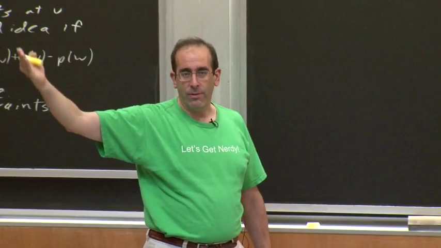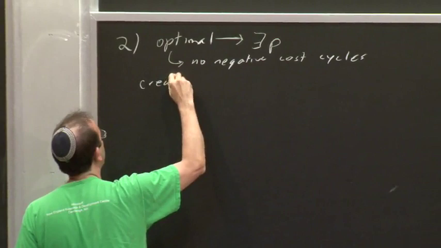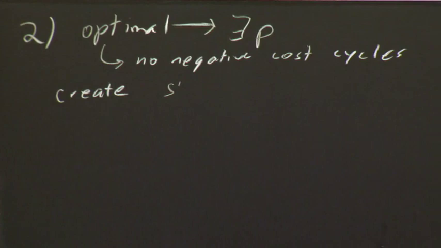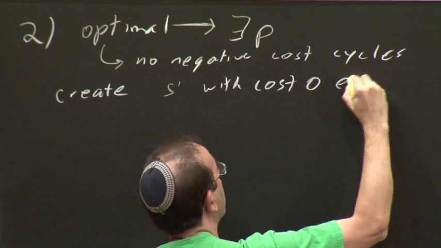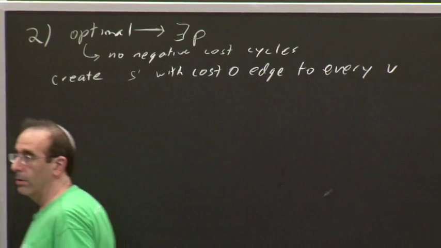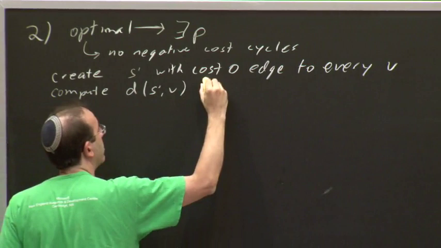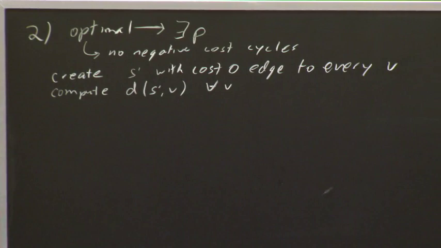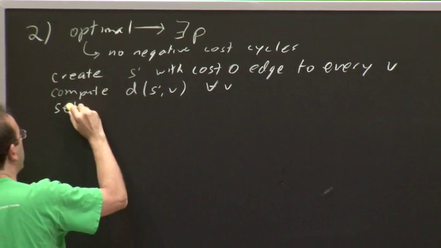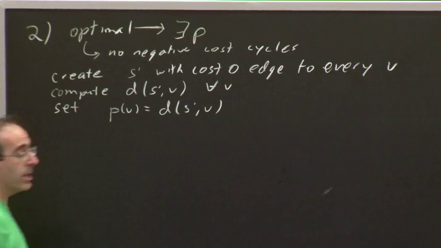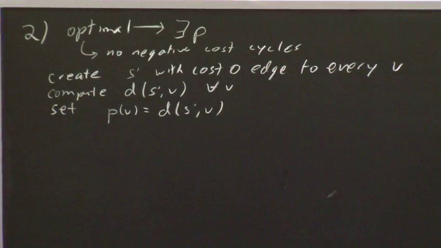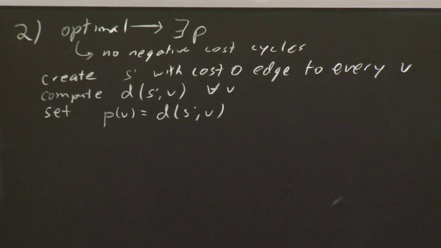So what I'm going to do is I'm going to create a special source vertex S prime with a cost zero edge to every vertex. And now I am going to compute the shortest path from S prime to V for all V. And finally, I will set P of V to be equal to that distance from S prime to V. If we think about our free market setup, what am I defining P of V to be? The shipping cost from the source.